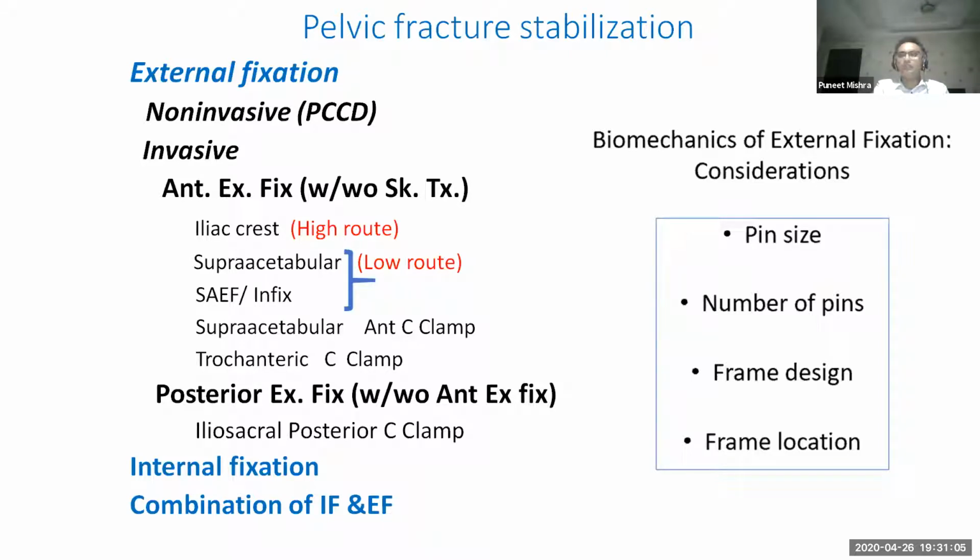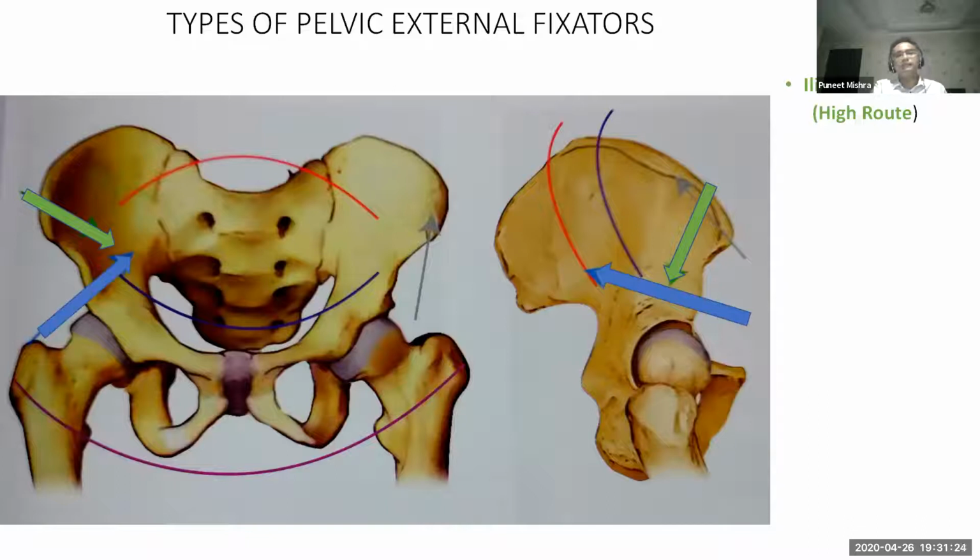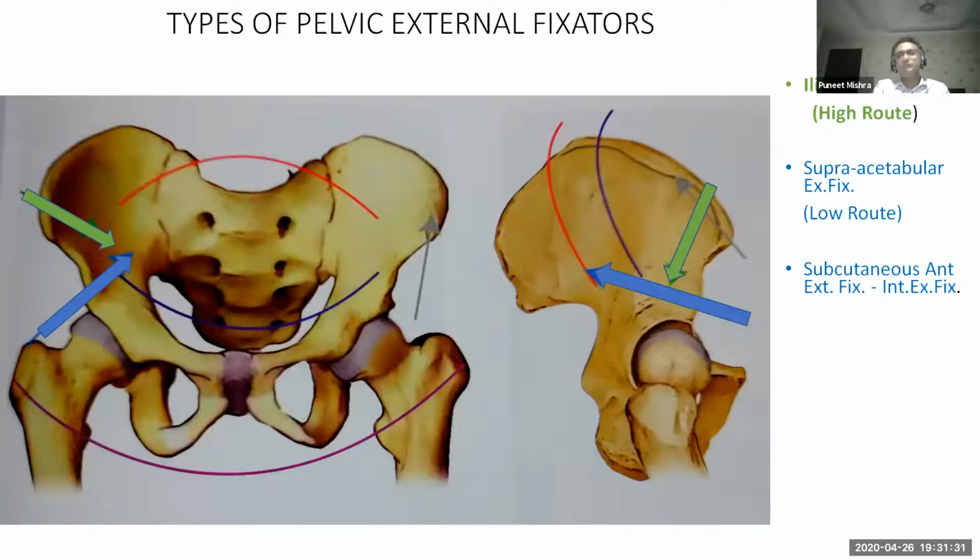Biomechanics, obviously, you have to keep in mind regarding the positioning of the pin, the frame design, the location, etc. So coming to the types, the most common route, which can be done very quickly in the OR, is the iliac route. The other common route is the supraacetabular route, where you target the bone around the anterior inferior iliac spine and target the sciatic buttress. So that can be a supraacetabular external fixator when you use Schanz pins, long pins, or you can use a pedicle screw, when it is known as an internal external fixator.